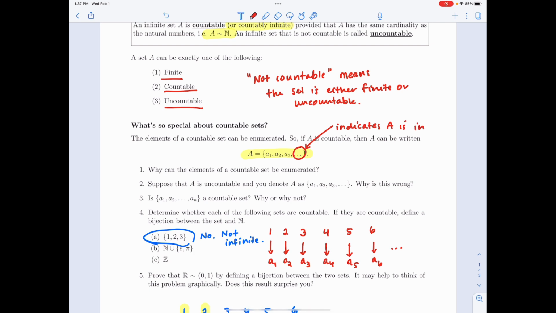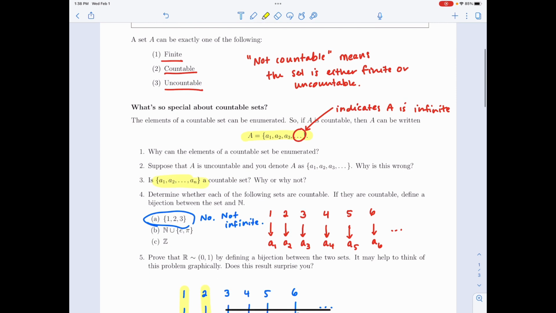And without that, if I just ended at some A sub n, like this is what question 3 is talking about, then we would not have a countable set. You would accidentally be using a finite notation to refer to an infinite set. So the answer to 3 is no. This is a finite set. So it is super important that you get the dots in there when you're denoting a countable set.